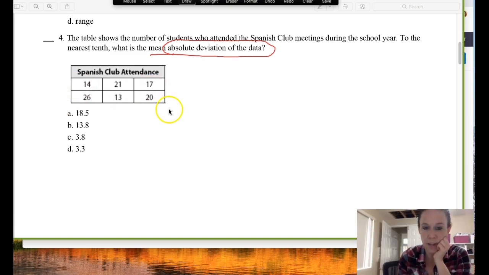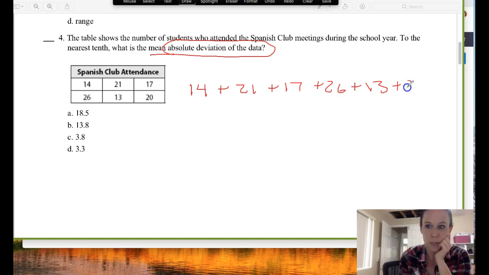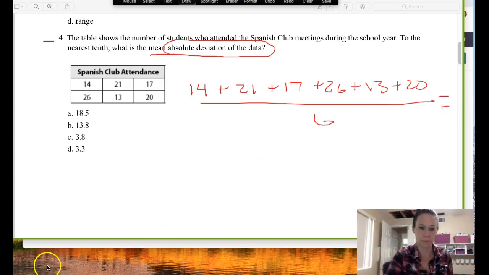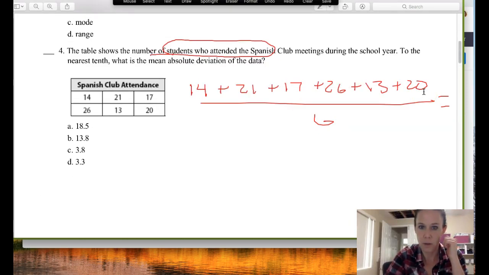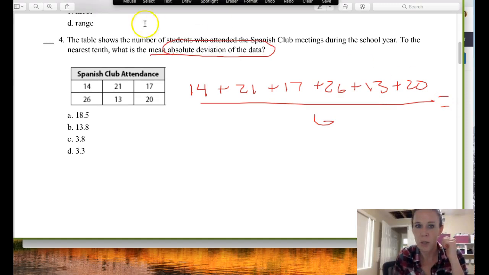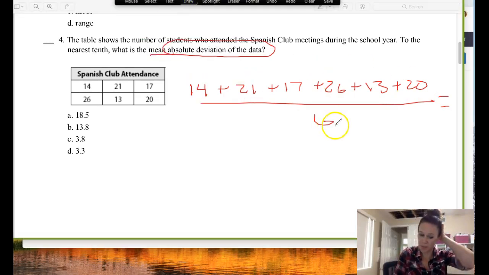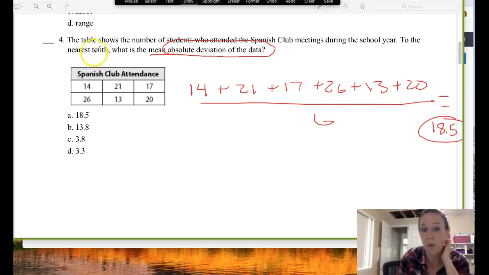So first thing you have to do is find the average. So you're going to add up all your points, 14 plus 21 plus 17 plus 26 plus 13 plus 20. And there are 6 points, so you divide by 6 and find your average. That's your first step. All right. Whoops. I missed where I was. Okay. And that average, if you add these all up and divide by 6, you get about 18.5. That is your mean or your average, all right? 18.5. So then what we need to do is find what's the difference from each point to the average.